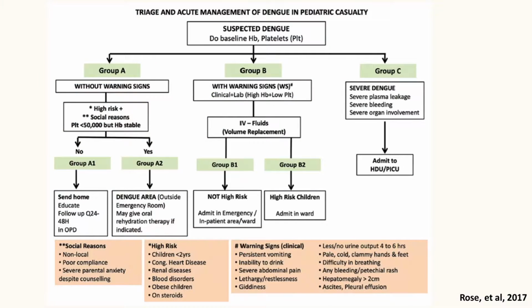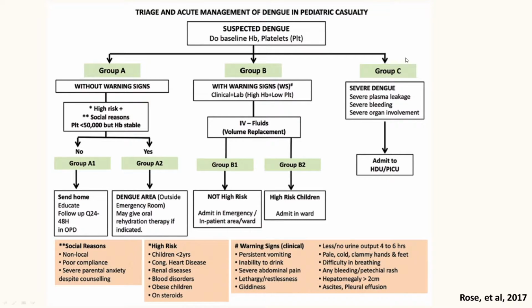So if we have a patient with suspected dengue presented in our clinic, then we need to identify whether this patient presented without warning signs, with warning signs, or with severe dengue, because each of them has a different approach of management. Those without warning signs will be put into group A, and it is ambulatory.